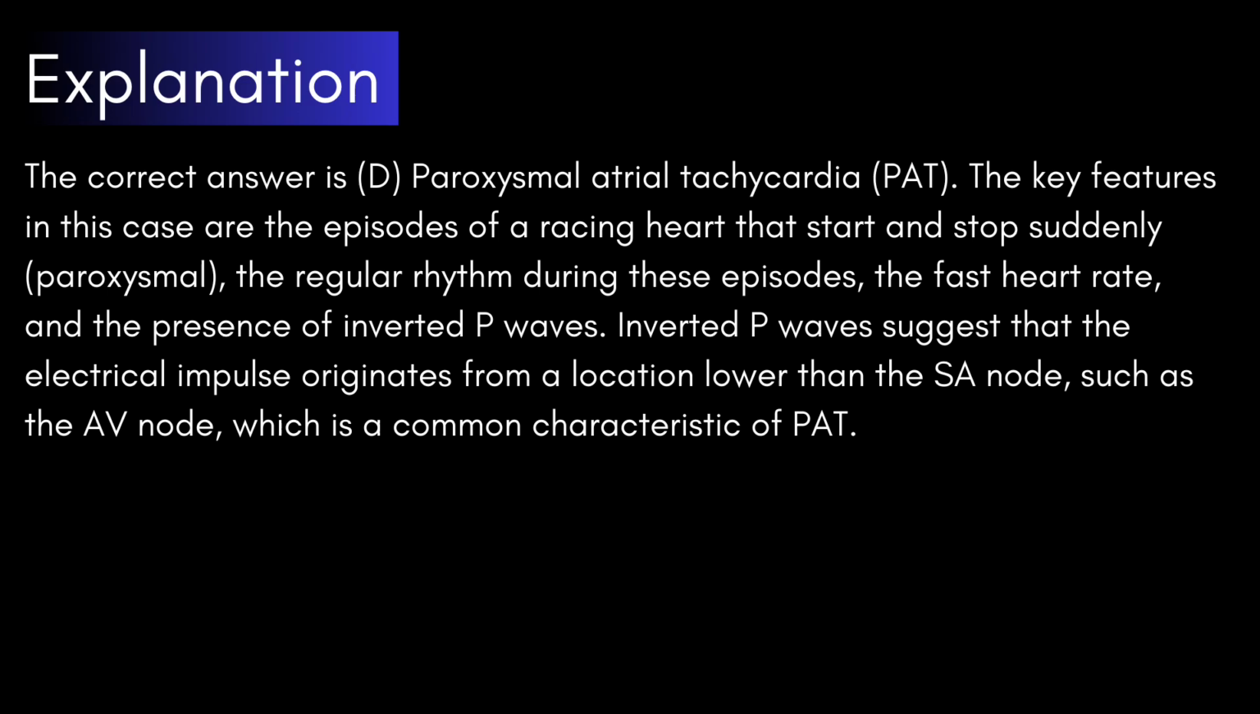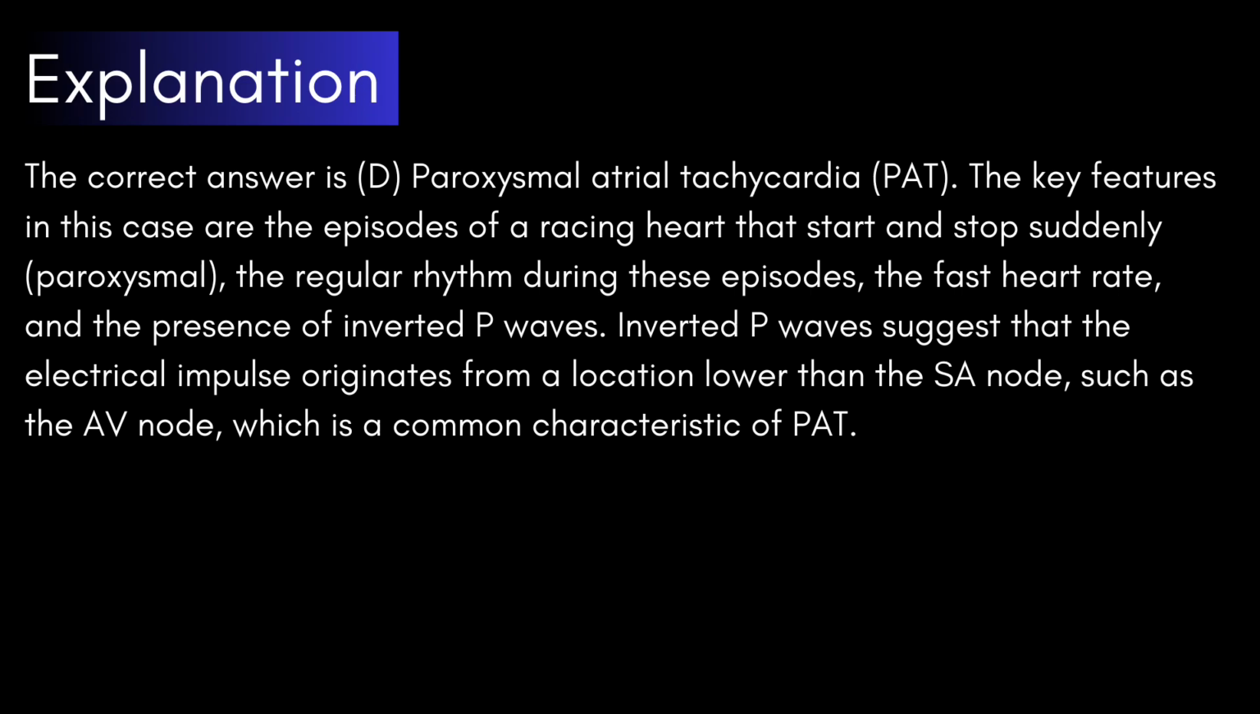The key features in this case are the episodes of a racing heart that start and stop suddenly, paroxysmal, the regular rhythm during these episodes, the fast heart rate, and the presence of inverted P waves. Inverted P waves suggest that the electrical impulse originates from a location lower than the SA node, such as the AV node, which is a common characteristic of paroxysmal atrial tachycardia.